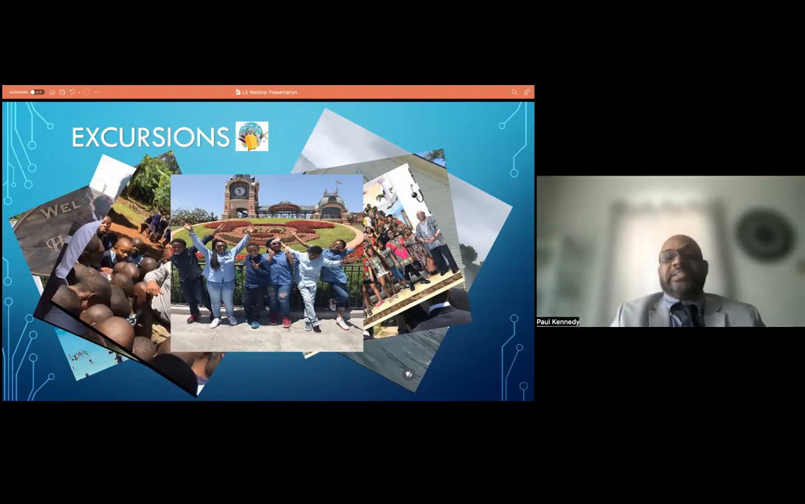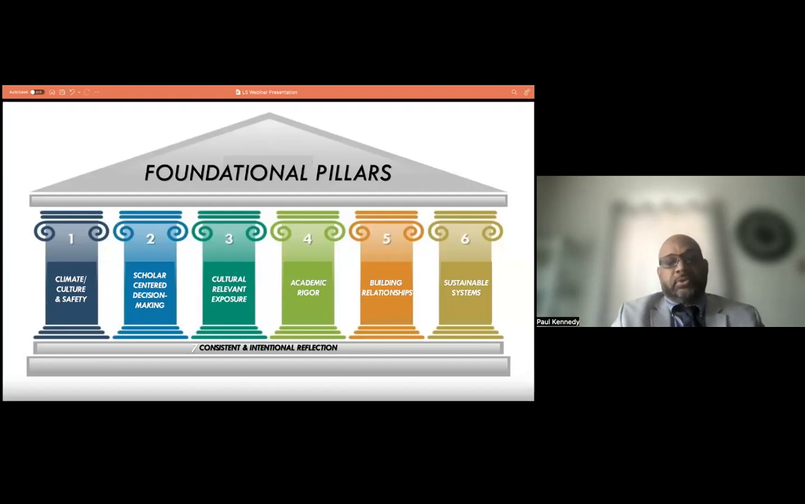So now that we said all that, you have a picture of who we are as a school. We haven't really talked about behavior. We haven't talked about any of those things, but we know these are the things that we stand upon. So these are our foundational pillars. As you can see, we stand upon 7 pillars. The first one is climate, culture, and safety. Second one is scholar-centered decision-making. Third one is culturally relevant exposure. Fourth one is academic rigor. The fifth one is building relationships. The sixth one is sustainable systems. And last but not least, the seventh one, at the bottom, is consistent and intentional reflection. These are what we stand upon at our schools.